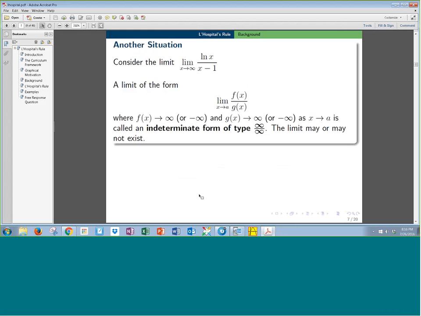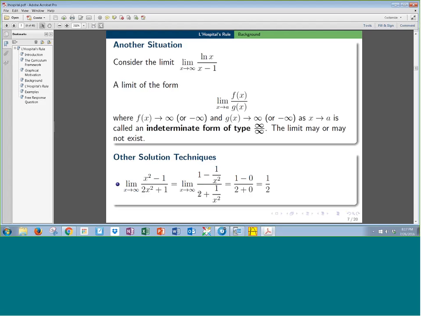One way that I think about this is, is there some sort of compromise? Is this ratio zeroing in on some finite number? And so as before, a limit of this form, where f and g are both going to infinity or minus infinity, is called an indeterminate form of infinity divided by infinity. And I remind you that that limit may or may not exist. So we have some other solution techniques to handle this one too.